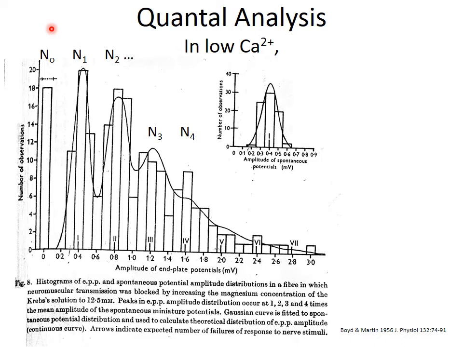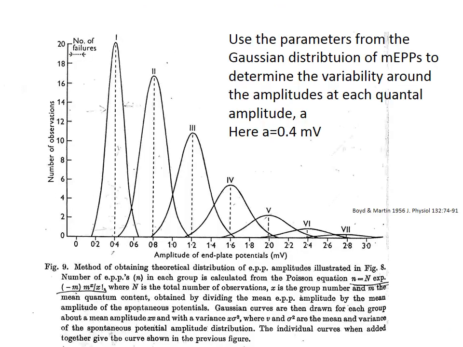What I'm showing you actually isn't the data of Del Castillo and Katz. It's actually a later experiment done by Boyd and Martin where the fits were so perfect that they have become the figures of choice for textbooks ever since. But the process was the same in both sets of experiments. What we want to pay attention to is this column of what we call failures, the number of trials out of the total number of trials in which no responses were recorded.